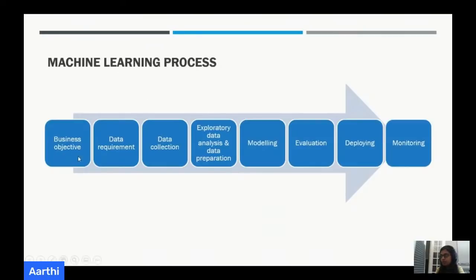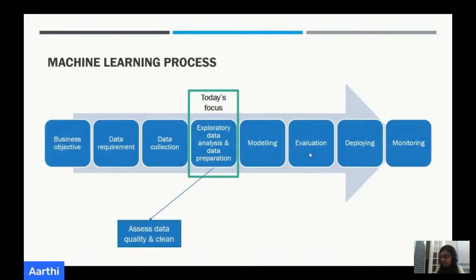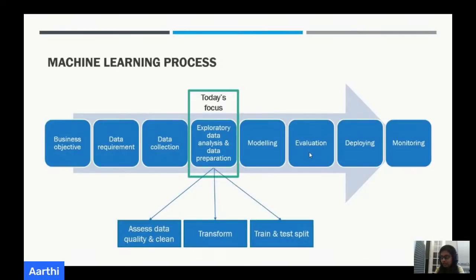So we start with the business objective. We gather what data that we want. We collect the data. We do a little bit of exploratory analysis, understand the data, prepare the data, and then move on to the model building, evaluation, and deployment. Today's focus is going to be on this, which is exploratory data analysis and data preparation. We assess data quality and clean. We transform the variables, and then we split it into train and test so that it is ready for modeling.